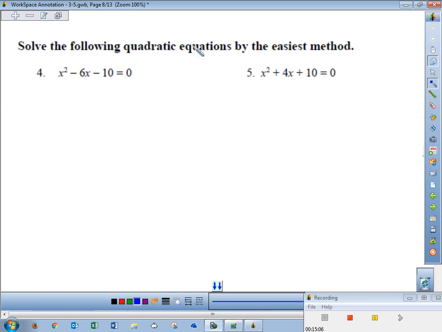It says solve these quadratics by the easiest method. I've talked myself through this way. Can I factor it? If not, can I complete the square? If not, should I do the quadratic formula? So all three are possible.